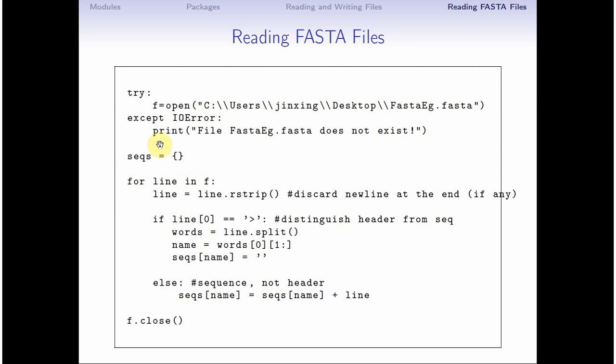So create an empty dictionary. For line in f, line equals line.rstrip. You just want to discard any empty spaces behind at each line. If there are any empty spaces behind, you discard them all the way. If line[0], square bracket 0 means the first index, the 0 index that you see, double equals the arrow sign.